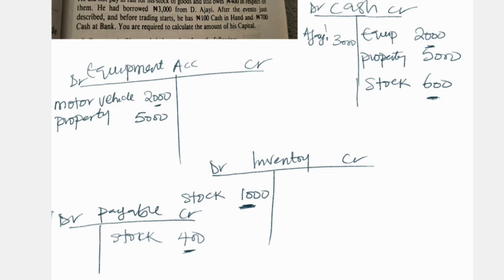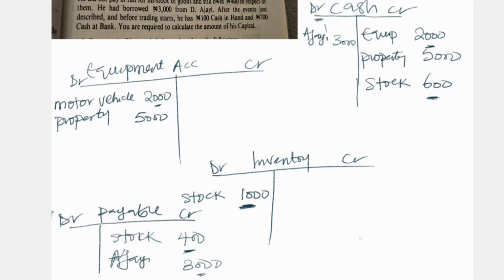Okay, and next thing we're going to do is to credit 3,000 naira, because we must fulfill that principle of double entry, right? Ajayi, 3,000 naira. Okay, so here is debited, here is credited. Correct? Yeah. So let's move on. He went on to say that before the business or the trading started, he had 100 naira cash at hand, and then 700 naira cash at bank.